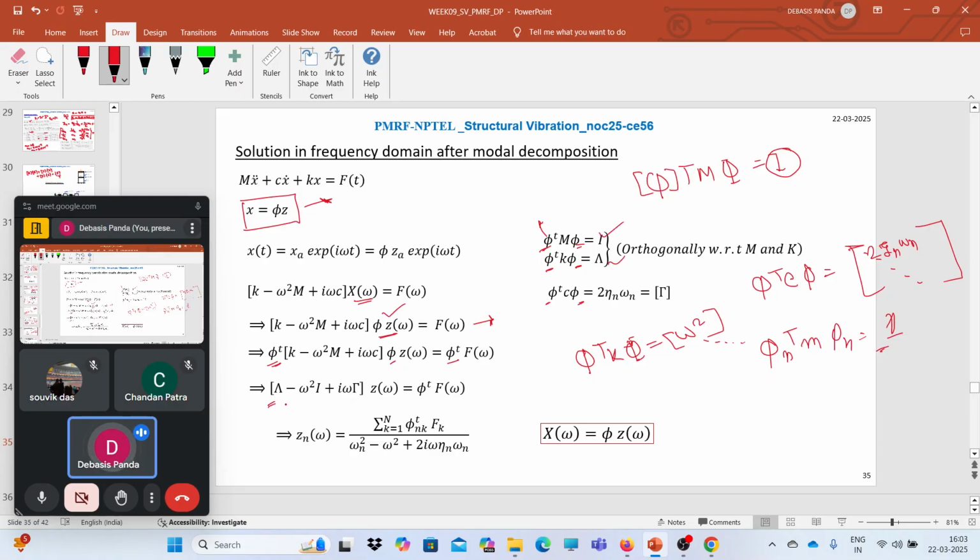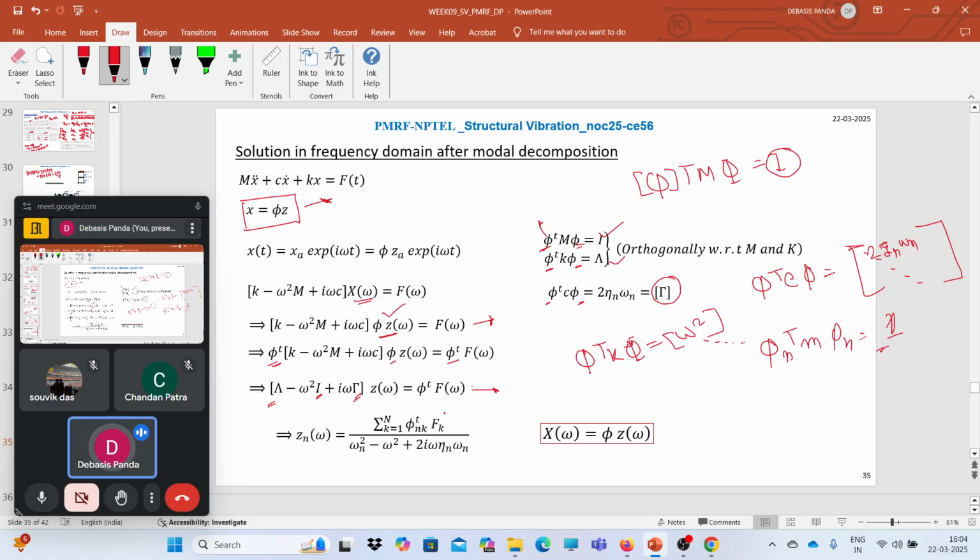So Φ transpose K Φ is nothing but the diagonal of omega square. Then Φ transpose M Φ becomes the identity matrix. Φ transpose C Φ becomes the diagonal matrix having the term 2 zeta n omega n in each component, equals Φ transpose F(omega). So this is your final equation.